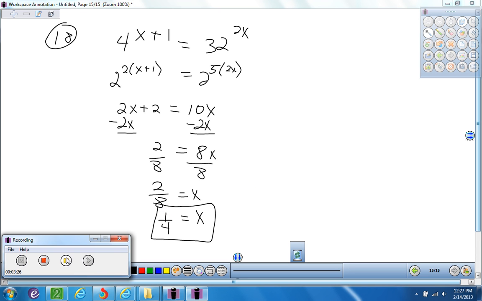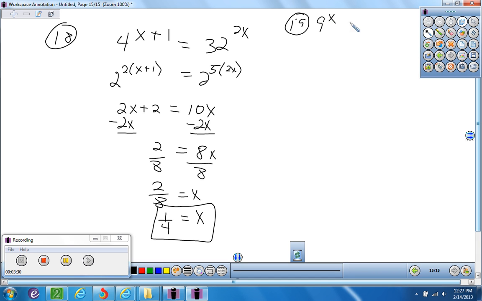Alright, number 19, similar process. It's just that we have an inequality. We still have to have the same base. Now I would try 9, but 9 squared gets you 81, so that doesn't help. So 3 will be the one that works for us. So 3 squared gives us 9, and 3 to the 3rd power gives us 27.